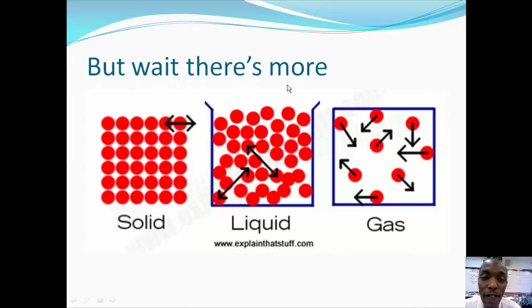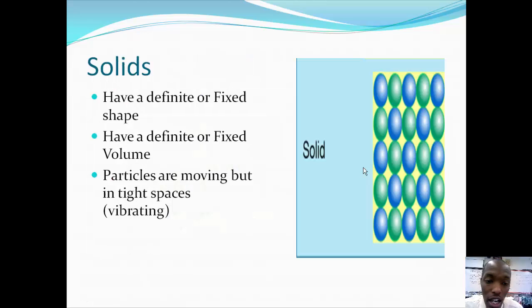So now we can classify matter by solids, liquids, or gas. Alright, here are the composition structures of the solids, liquids, and gases. For now, we're going to say that solids have a definite or fixed shape. We can measure the shape of a solid. We can also measure the volume of a solid. So we can measure the shape and we can measure the volume. That means it has a definite or fixed shape and a definite or fixed volume.